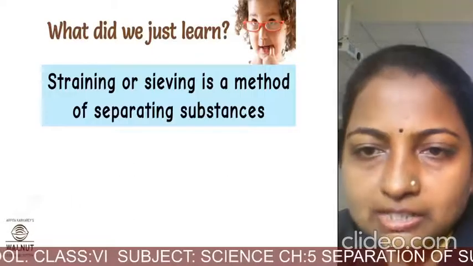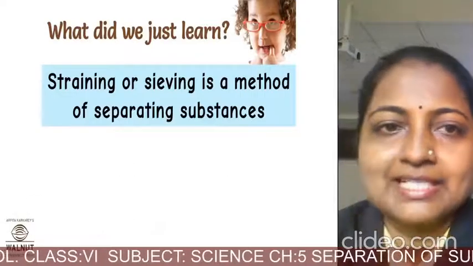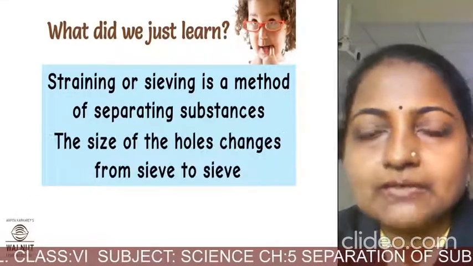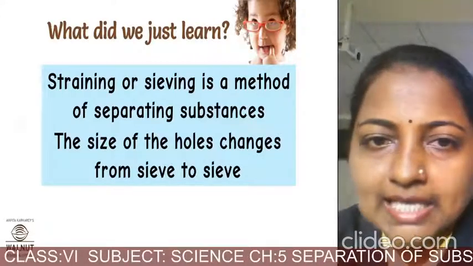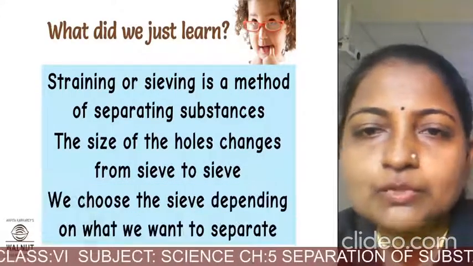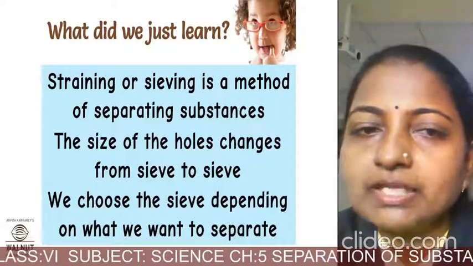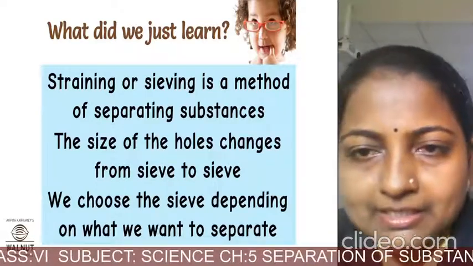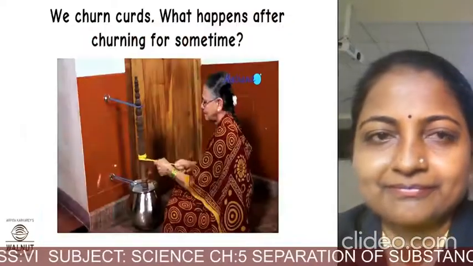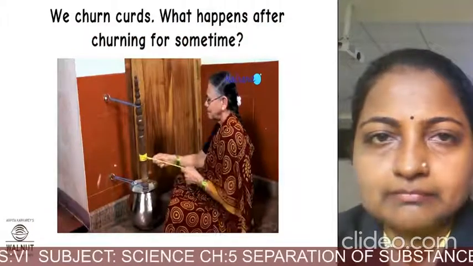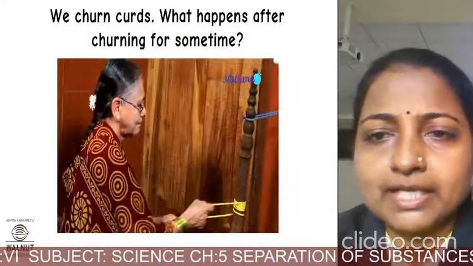What did we just learn, children? You have to note it down. Straining or sieving is a method of separating substances. The size of the holes changes from sieve to sieve. We choose the sieve depending on what we want to separate. We churn curds. What happens after churning for some time?